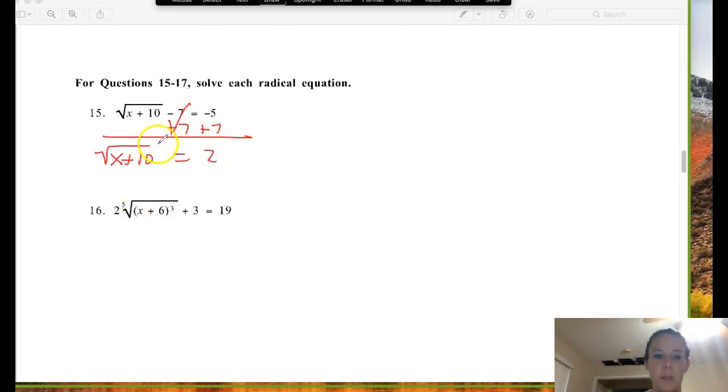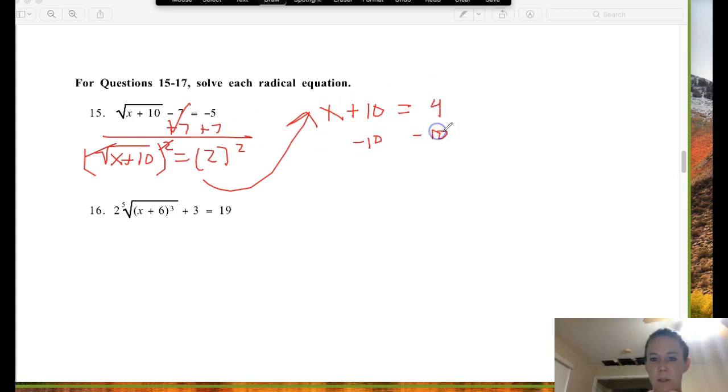Now I'm going to square both sides to get rid of that radical. The square and the square root cancel, and I'm going to bring this up here for space. I'm going to get x plus 10 equals 2 squared is 4. Now solve for x, subtract 10 from both sides. That's a 10. And you're going to get x equals 4 minus 10 is negative 6. Okay, this looks like a solution.